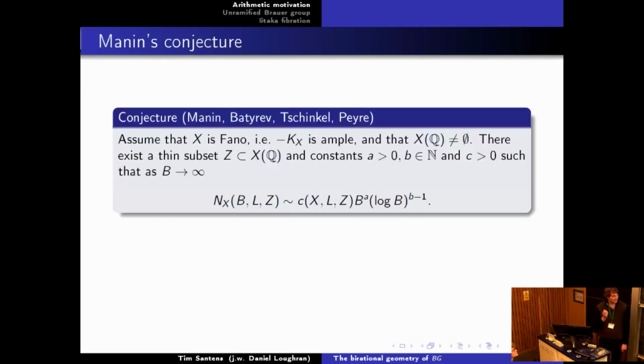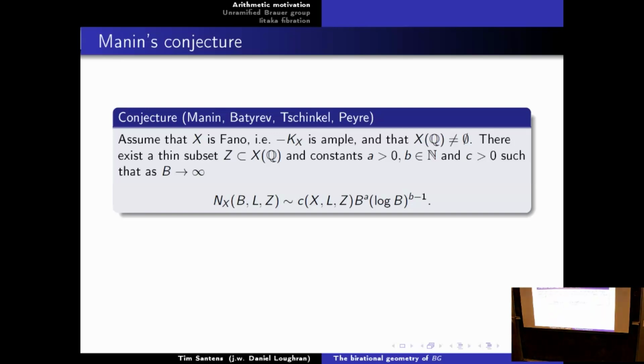Okay. We nowadays have quite a good conjectural understanding of this counting function, at least when X is Fano and assuming that there are rational points. The expectation is that there is a thin subset, a notion that will come back later in other talks. I will not discuss it too much, but let's just say some geometrically controllable set, a positive constant a, a natural number b, and a positive constant c, such that the asymptotic number is c, your leading constant, times B to the a, times log B to the b minus 1.